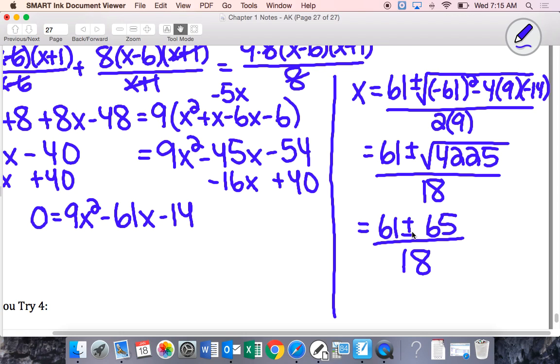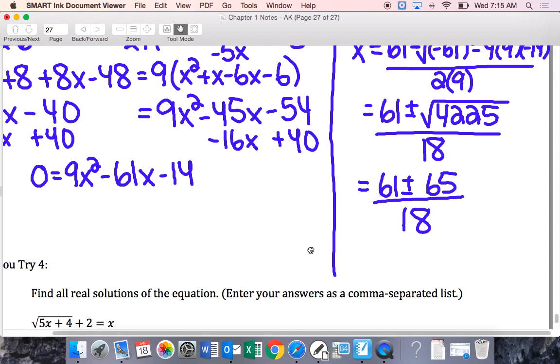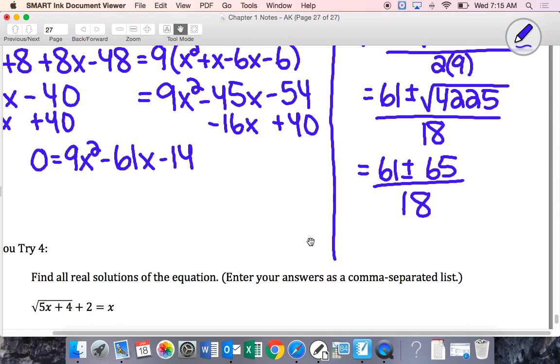So we're going to have either 61 plus 65 over 18 or 61 minus 65 over 18. So we have two different answers that we're going to be looking at. So if you do 61 plus 65 over 18, you're going to get 7 for your answer. If you do 61 minus 65 divided by 18, we're going to get negative 2/9.